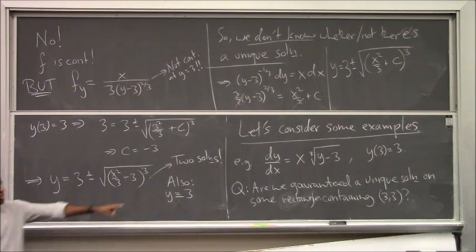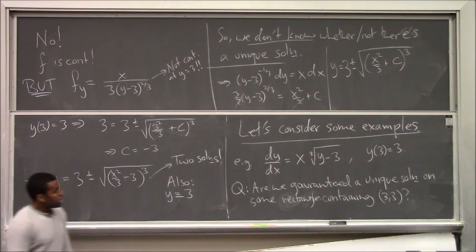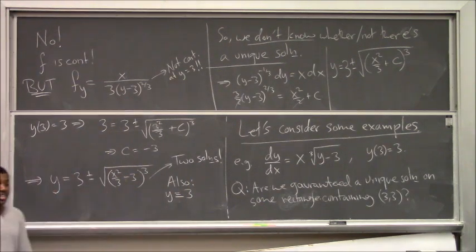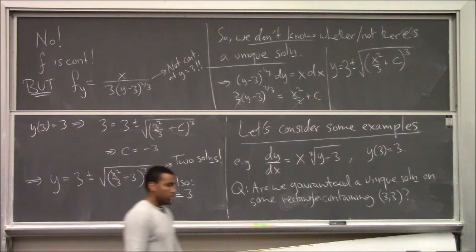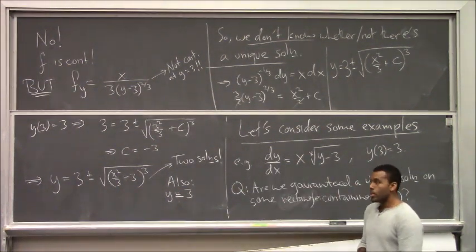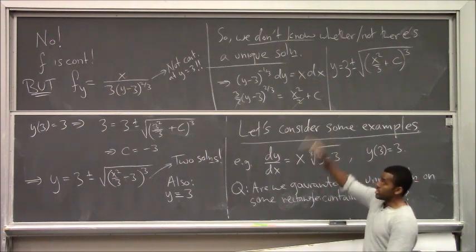Well, if I take the derivative of that, I get 0. And if I plug in 3 over here, I get 0. So that's also a solution. I just found 3 solutions to a first order differential equation. What does it mean to find 3 solutions to a first order differential equation? The existence and uniqueness theorem fails.